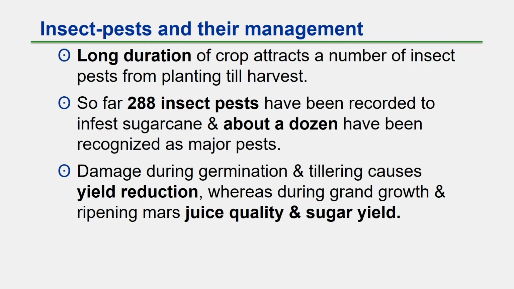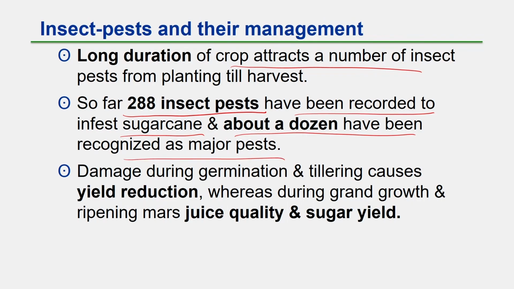Now, let us see insect pests and their management. So, sugarcane is basically a long duration crop, therefore, it attracts a number of insect pests from planting up to harvest. So far, 288 insect pests have been recorded to infest sugarcane and about a dozen have been recognized as major pests. Damage during germination and tillering causes yield reduction, whereas during grand growth phase and ripening it mars or reduces juice quality and sugar yield.